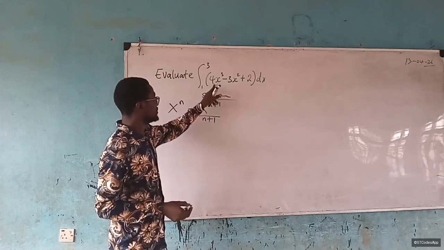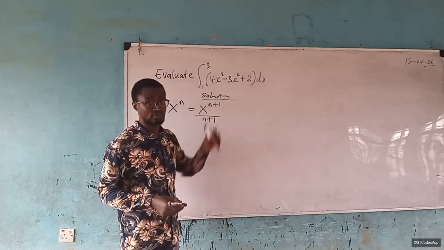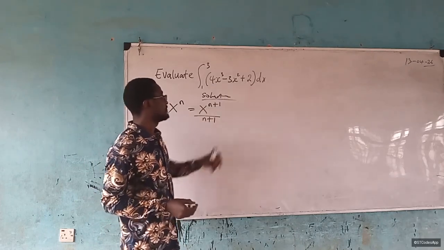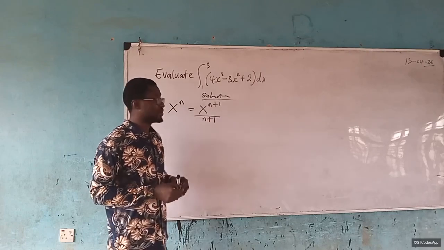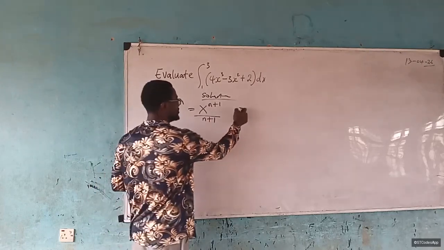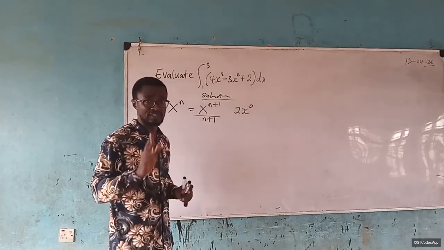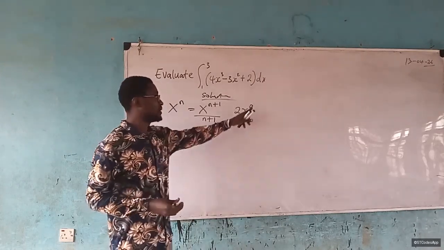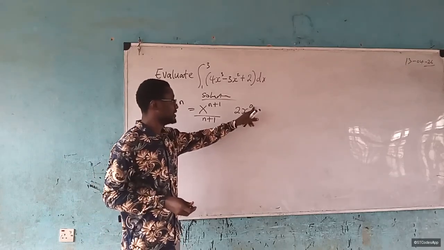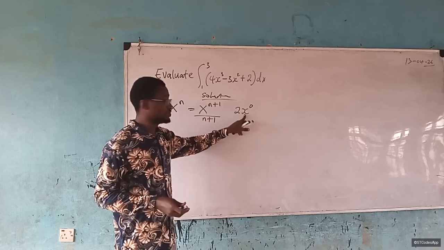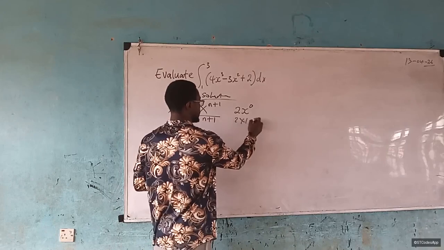So I'm going to apply it on this 4x cubed, and on this minus 3x squared, and on this 2. Notice this 2 does not have the letter x. It is a constant. So immediately what is implied is that this 2 is having x to the power of 0. Remember from our law of indices that a number to the power of 0 is given as 1. So if x has the power of 0, immediately this is 1. So 2 times x to the power 0 becomes 2 times 1, which is 2.